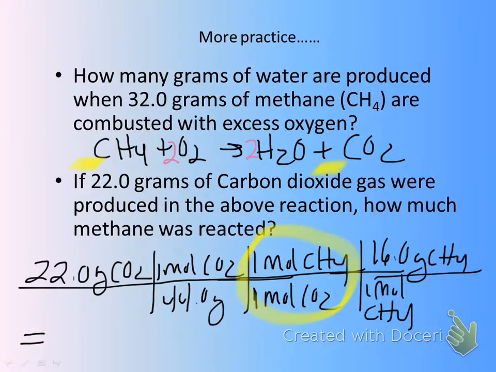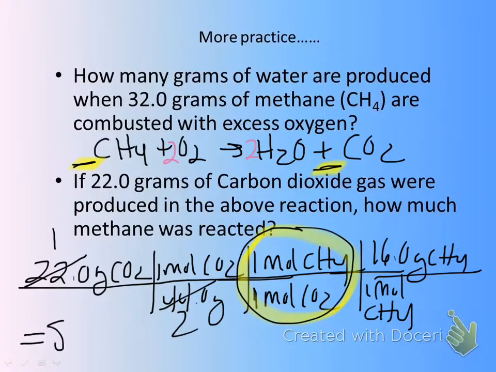Okay, here's the equation again. In this case, we're looking at the methane to carbon dioxide ratio, which we put in here. So once we set this up, let's factor out what we can. I see 22 and 44. 22 goes into itself once, 44 twice. So this means we have 16 divided by 2, which is going to give us 8.0 grams of methane reacted. Hope you got that.